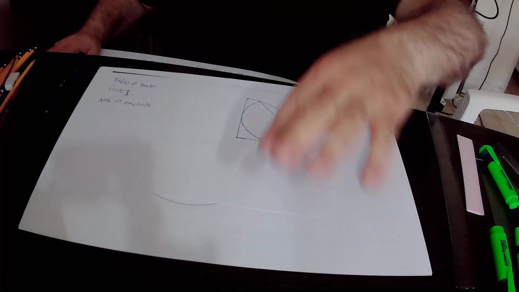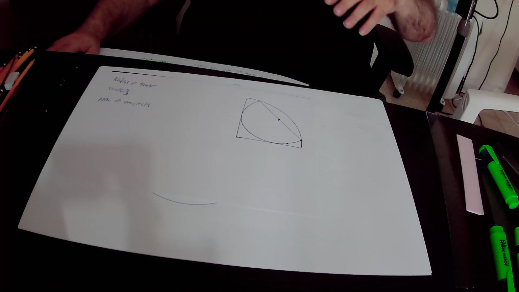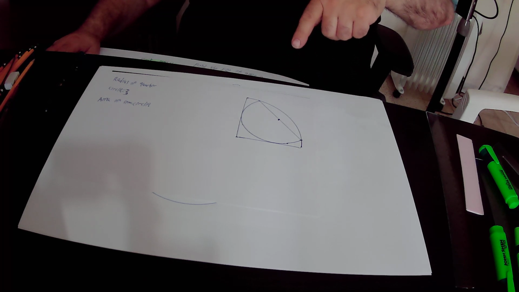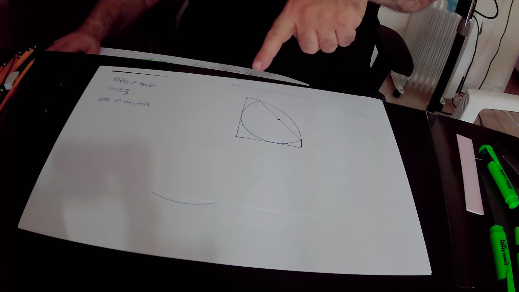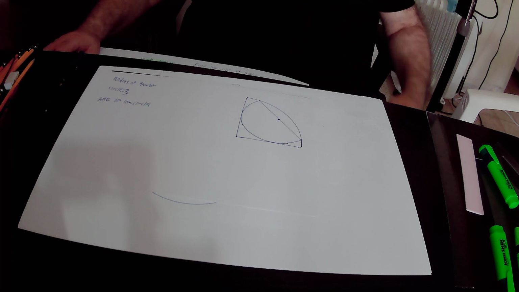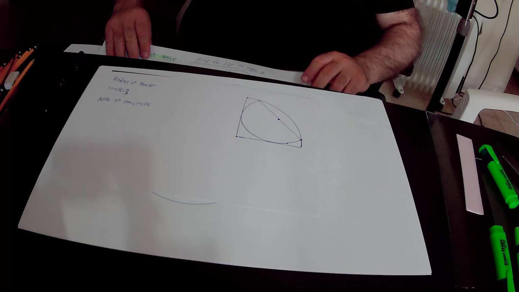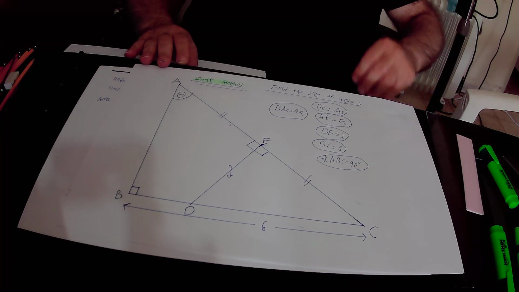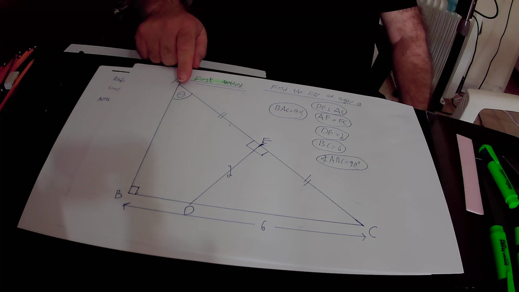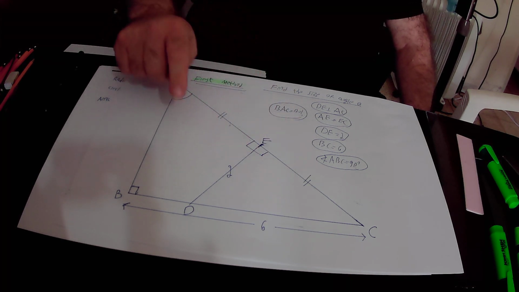Hello, in this lecture we will answer two questions. The first question is to find out the area of the semicircle, this semicircle that is inscribed inside a quarter circle, and the second question is to find out the size of this angle theta, that is the angle of the right triangle ABC.